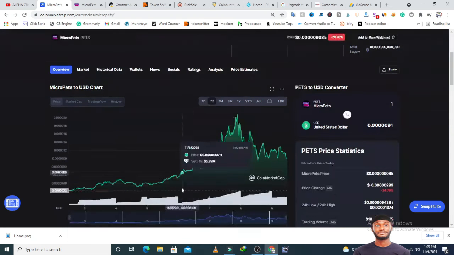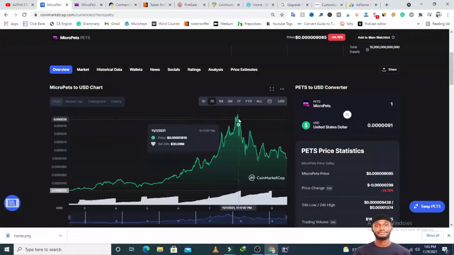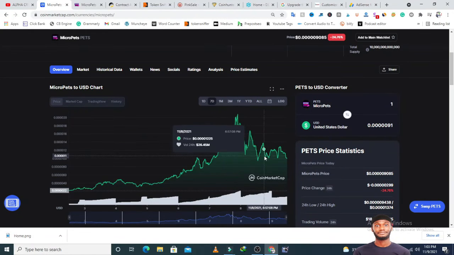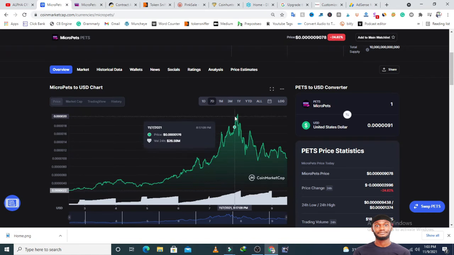Right now, if you look at this token, you're going to see that this token has gone so high. A lot of people have removed money, and now it has come down. It's ranging around 0.0001153, thereabout. And the trading volume right now is around $17.68 million. If you look at when it was very high, it was around $30.76 million, and that is in the last 7 days.